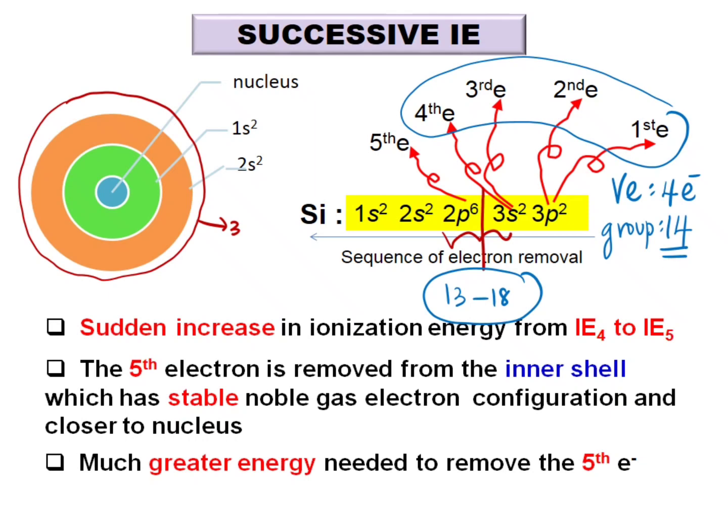Kenapa dia tak boleh jadi group 4? So remember guys, group 3 until group 12 is transition element. So bila transition element, dia takkan wujudnya successive ionization energy. So kalau you dapat 4 valence elektron, 5 valence elektron, 7 valence elektron, semuanya adalah in P block, which is either group 13 until group 18. Cuma kalau you dapat valence 1 atau 2, itu baru group 1 dengan group 2.